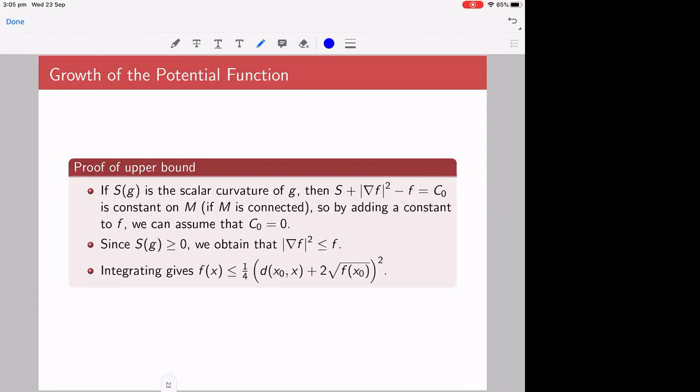The first of these was the fact that we've got both an upper and lower bound on the potential function. So we saw that the potential function roughly grows like a quarter times the distance squared between our point of interest x and a certain reference point. So that was one piece of asymptotic information that was quite helpful.